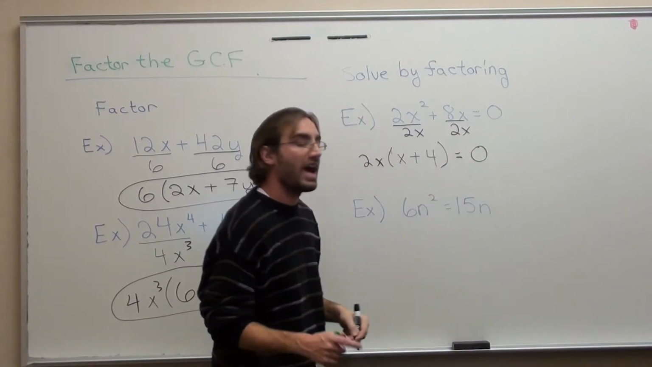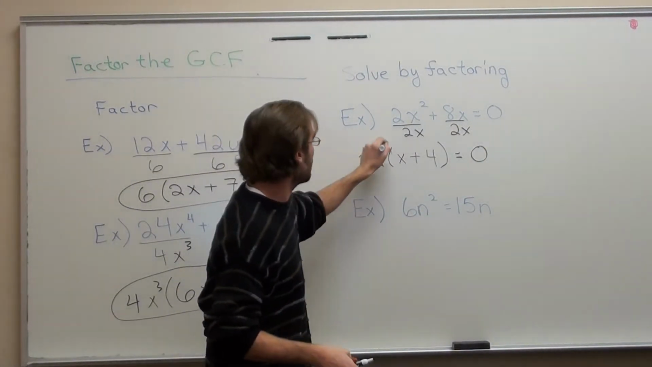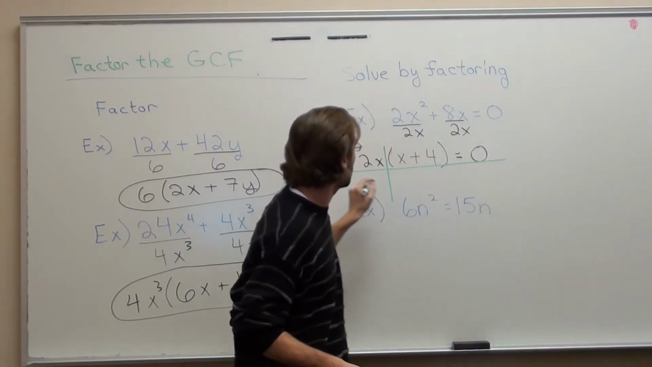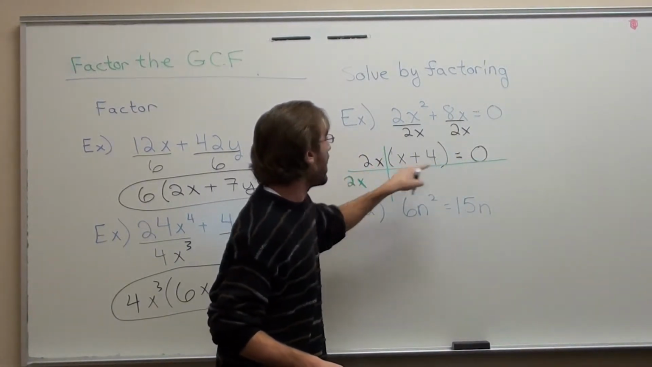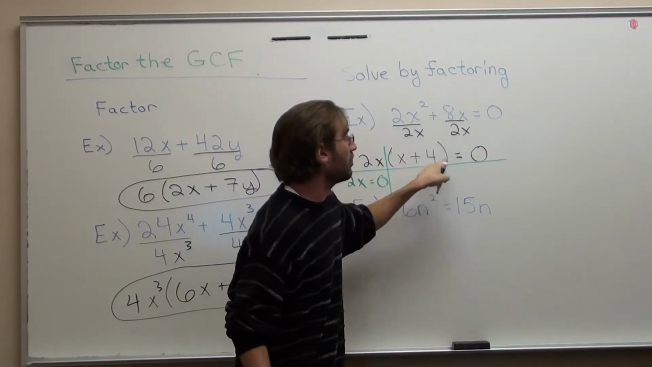Now if you were looking at the last lesson, which was zero product property, you should know what to do. 2x equals 0, and x plus 4 equals 0.